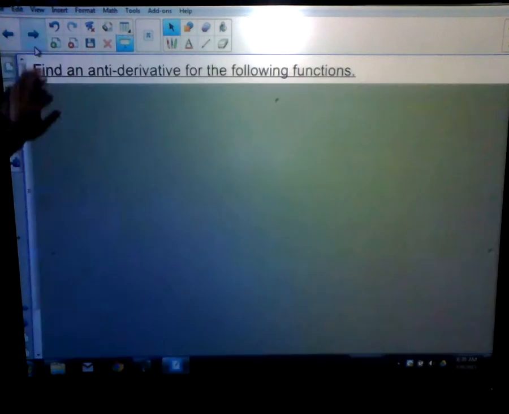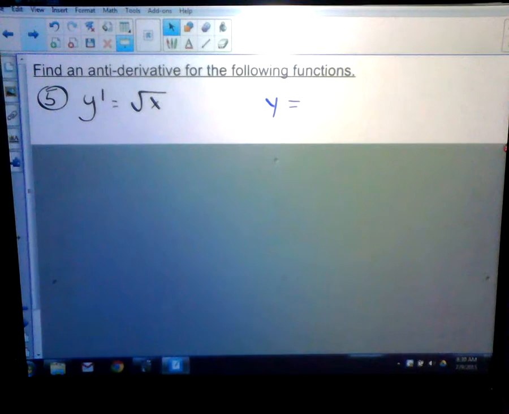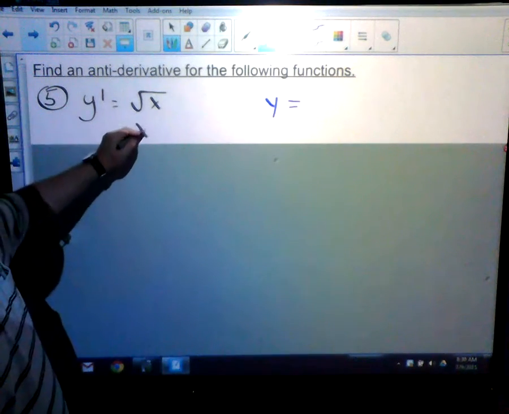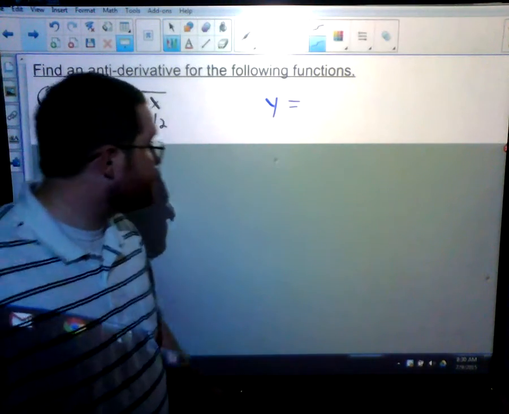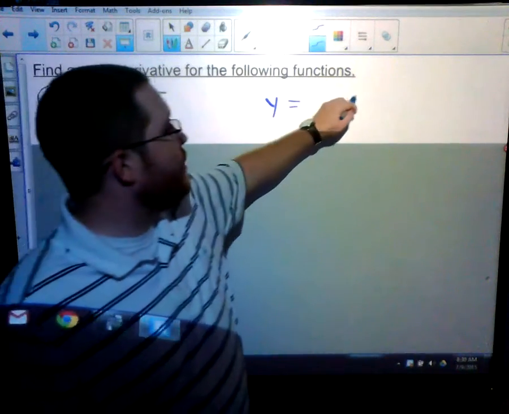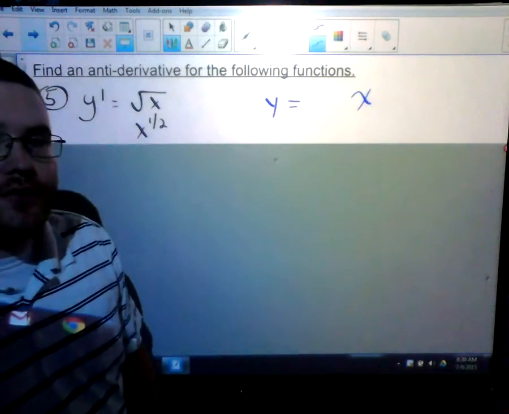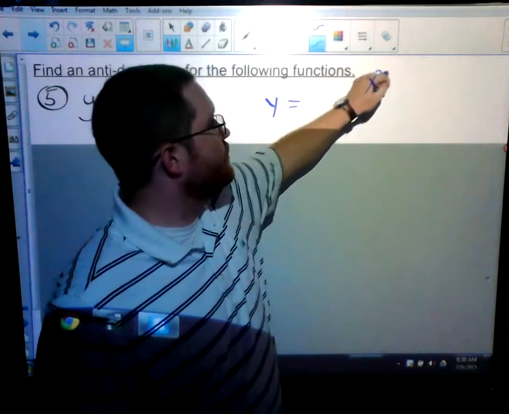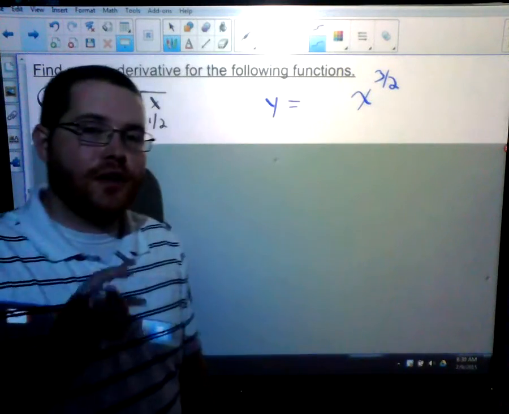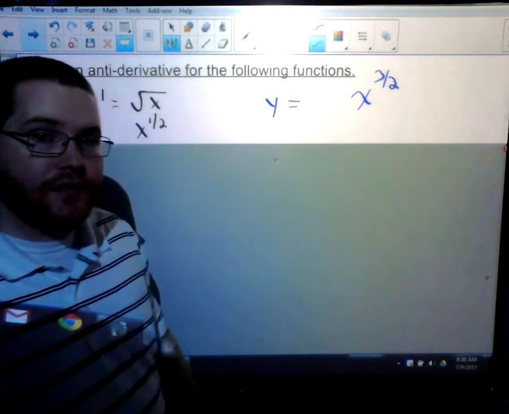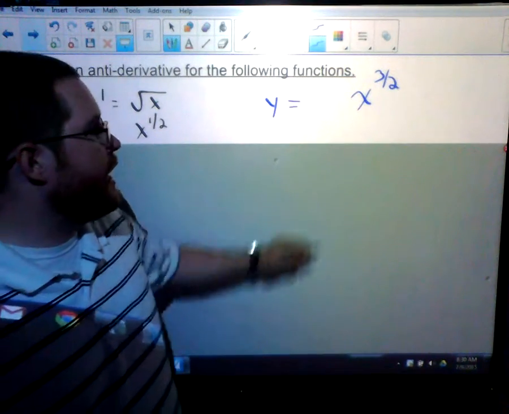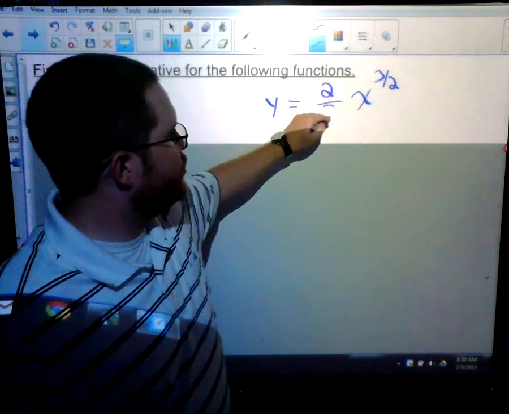Let's practice that. How about this? Well, let's rewrite the problem. I always like it as x to some power. Let's follow the power rule. The power rule says add 1 to the power. So if I add 1 to 1/2, I get 3/2. And then flip it and put it in front. If I had 1 over 3/2, which just means what's the reciprocal of 3/2? 2/3.